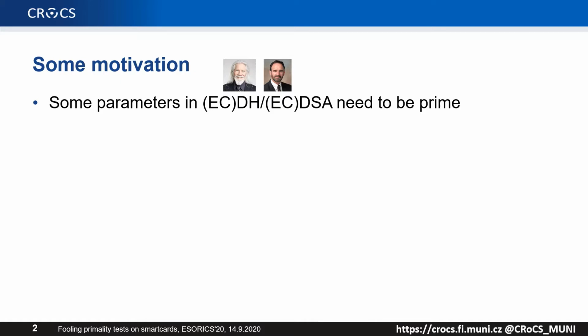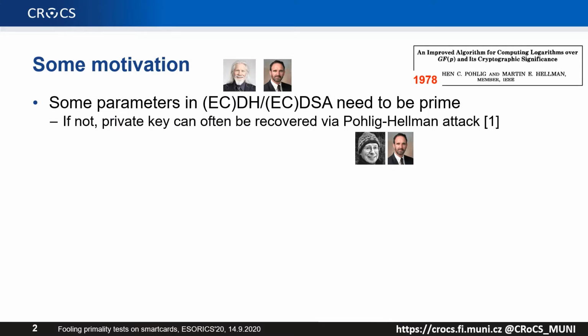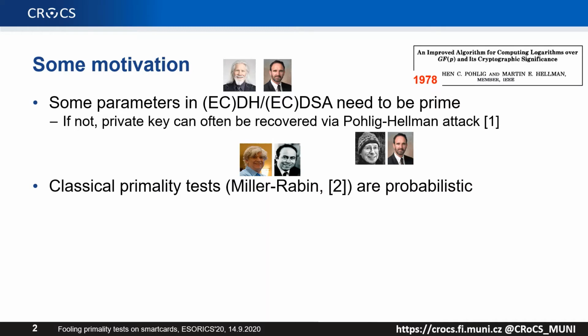We all know that some parameters in Diffie-Hellman or digital signature algorithm and their elliptic curve versions need to be prime. And if they are not, and you start computing over the curve where some domain parameter is not a prime, frequently you can extract the private key. So the attacker can get the private key. And this is well known thanks to Pohlig and Hellman. They published the attack in 1978 and showed how this can be done. So now we know that we must have certain domain parameters be prime.